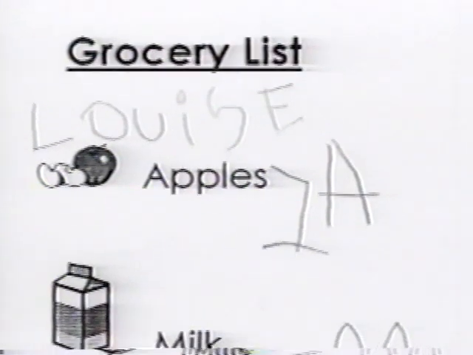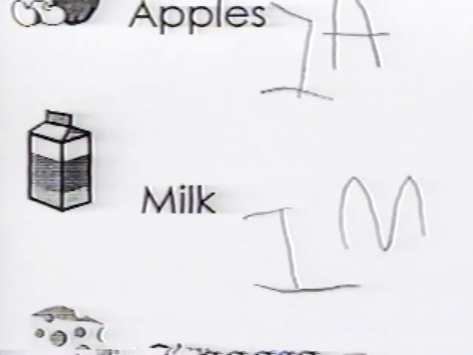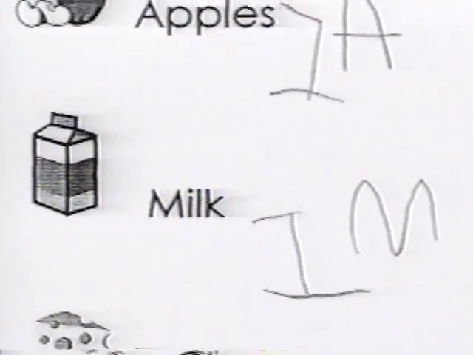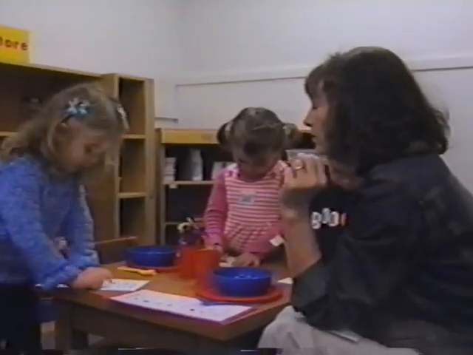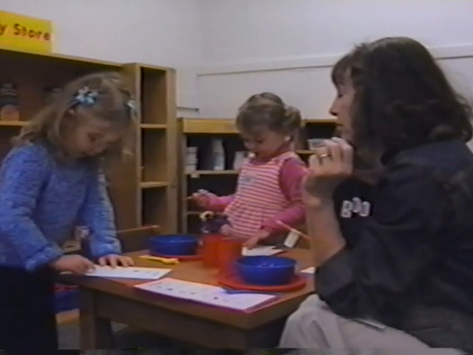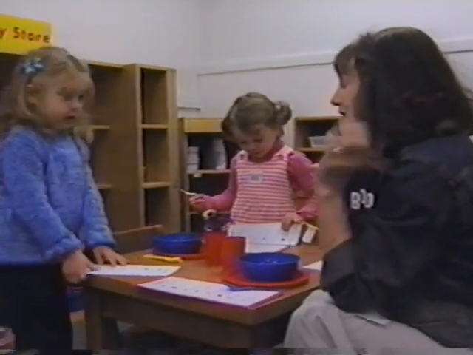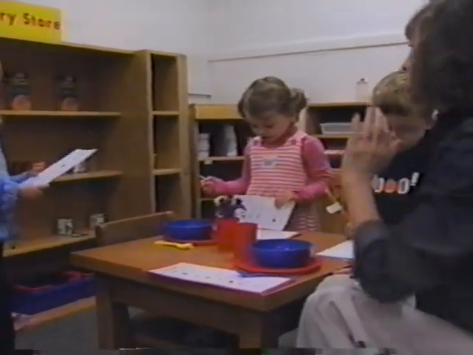She wrote the numeral 1, and then she actually included the first letter of the word. So 1 milk, she said, an M for milk, 1 apple, A for apples. Using her repertoire of teaching strategies, Brenda is able to support Louise in reaching specific math and literacy outcomes.